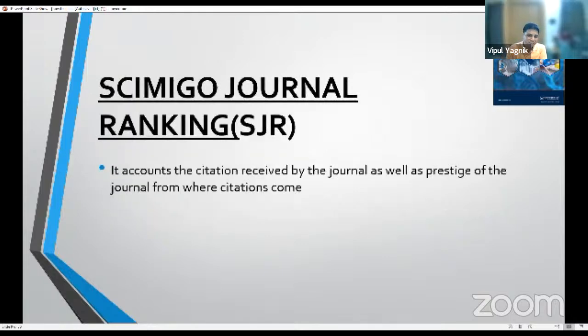SCImago Journal Rank is again given by Scopus, and in addition to the citations received by the articles, SCImago Journal Rank also considers where the citation is coming from. So whether it is coming from a prestigious journal or from predatory journals. So SCImago Journal Rank counts both of these things.